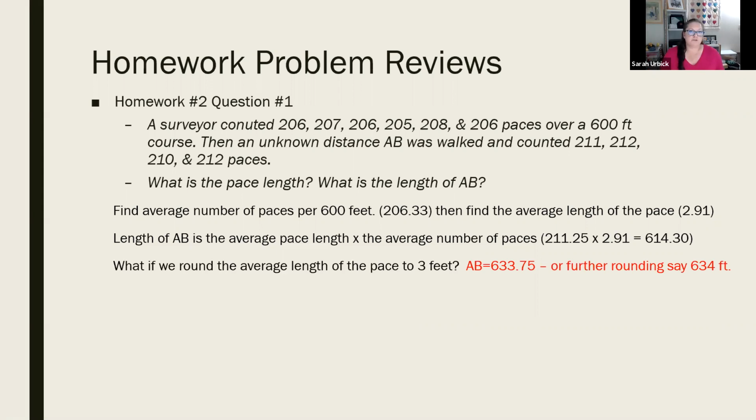So if we used 3 feet, then our length from A to B is 633.75 feet. If we round that again, we're at 634 feet. It gives us a difference of nearly 20 feet in error, okay? So 2 ways to look at that. What are the problems if we end up 20 feet off? We could end up on the neighbor's property if we're pacing something out. What do you guys think? What else could happen?